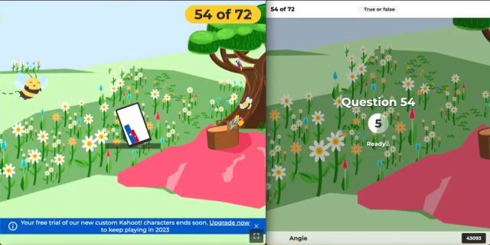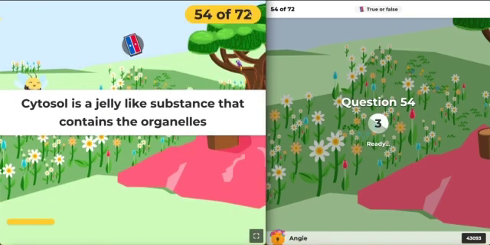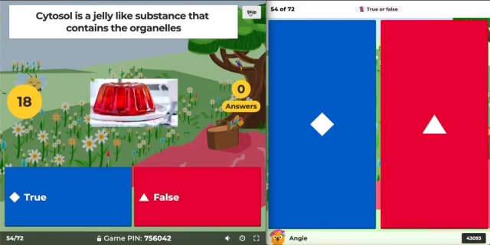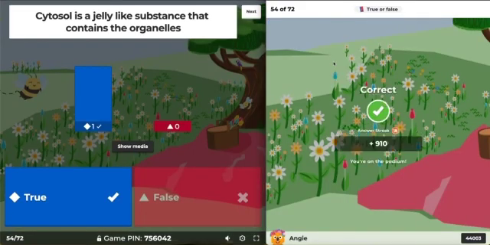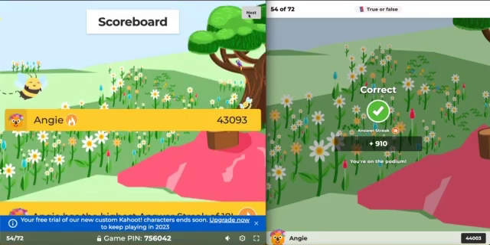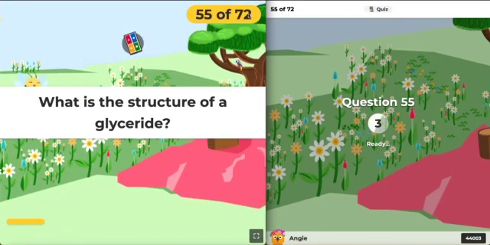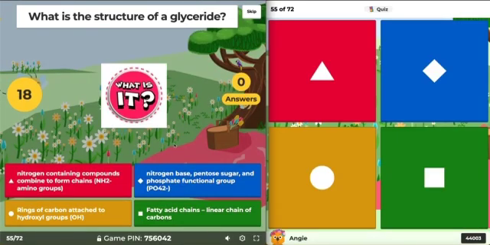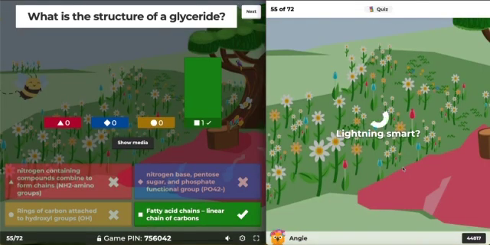So we have excreting waste. Cytosol is a jelly-like substance that contains the organelles. So this is true. Cytosol is a jelly-like structure that contains the organelles. So let's move on. What is the structure of a glyceride? So the glyceride has fatty acid chains, linear chains of carbons. It has fatty acid chains.